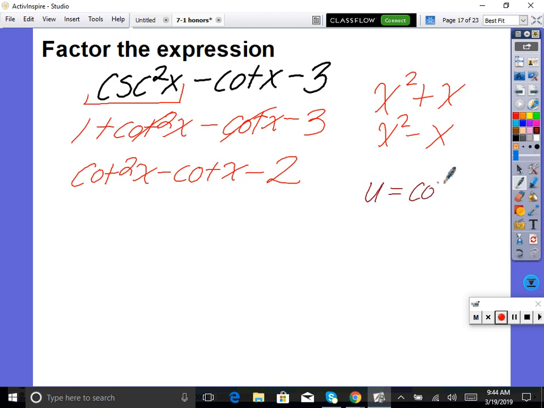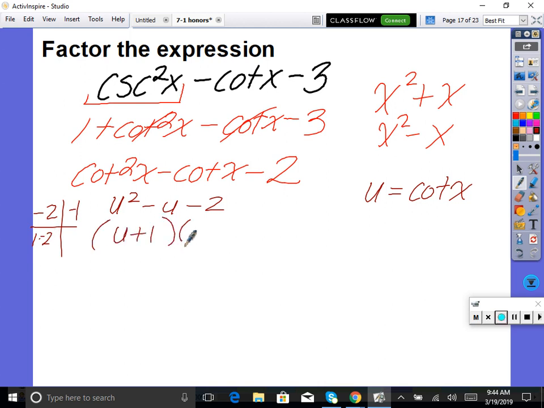So now we'll just do our u substitution. U is equal to cotangent of x. So then we have u squared minus u minus 2. It multiplies to be negative 2, adds up to be negative 1. 1 times 2, negative 2. Quick factors to be u plus 1, u minus 2. Therefore, it factors to be cotangent of x plus 1 times cotangent of x minus 2.